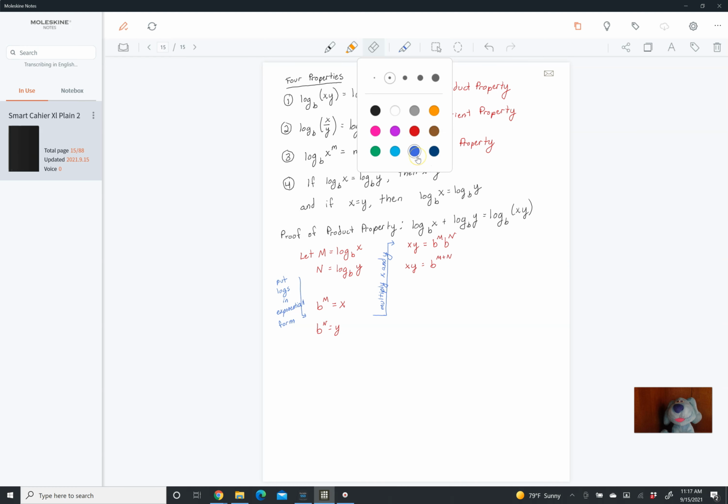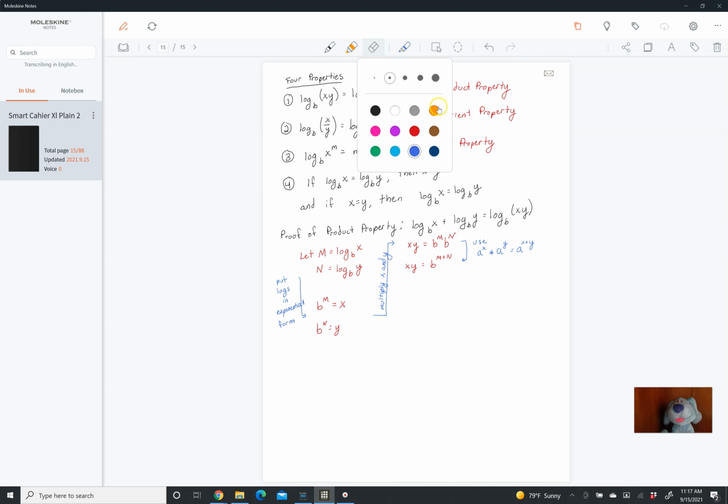So how do we know this? We used the exponential property from a couple of lessons ago, that a to the x times a to the y is equal to a to the x plus y. That was the exponential property that we used.